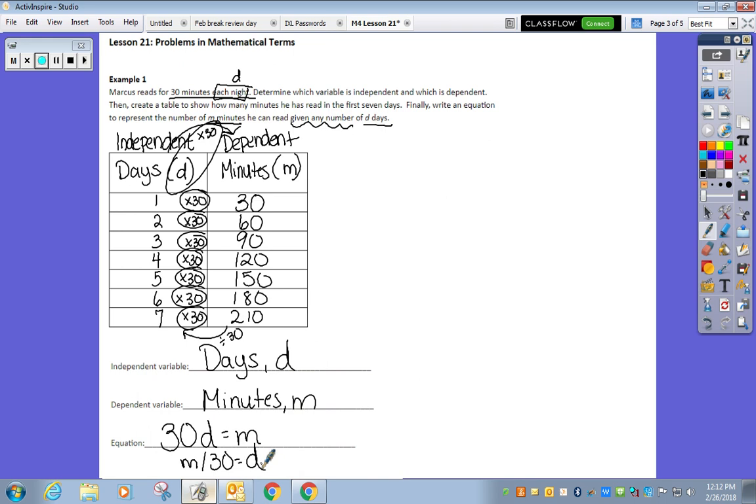Okay, so that is our first one. Typically in a table like this, in a ratio table, your independent variable is going to be in the left-hand column and your dependent variable will be in the right-hand column. So that's helpful if they're asking you to find the independent and dependent.